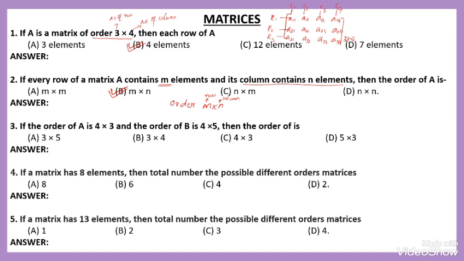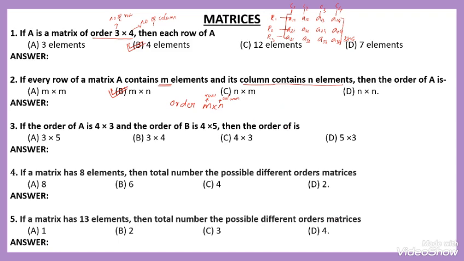If the order of A is 4 cross 3 and the order of B is 4 cross 5, then what is the question? It is incomplete here. I will check once. Question number 3.